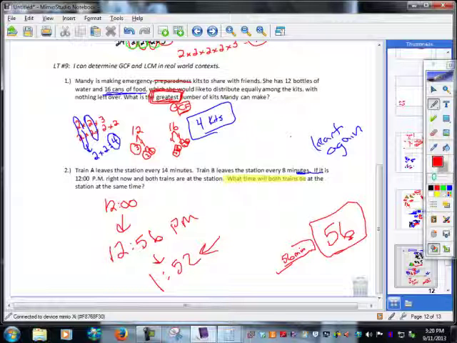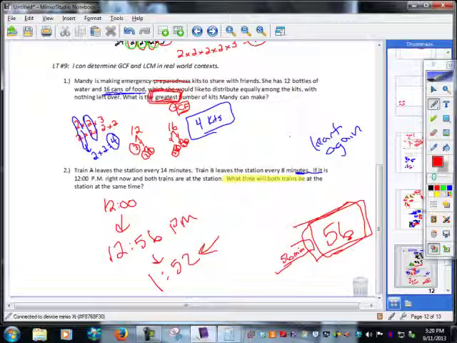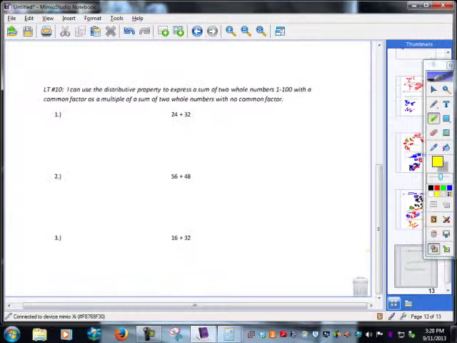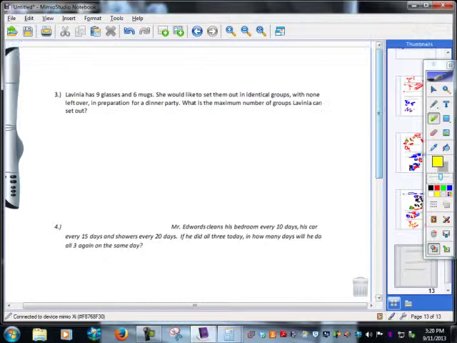Then I could add 56 again and figure out what time it'd be, because every 56 minutes, they are going to be at the station together. But that's the answer to the question, 12:56. Don't do this, because that's how you do the answer. But the answer is asking for what time. Let's go to the next page. Okay, last few here. Then we'll be done.